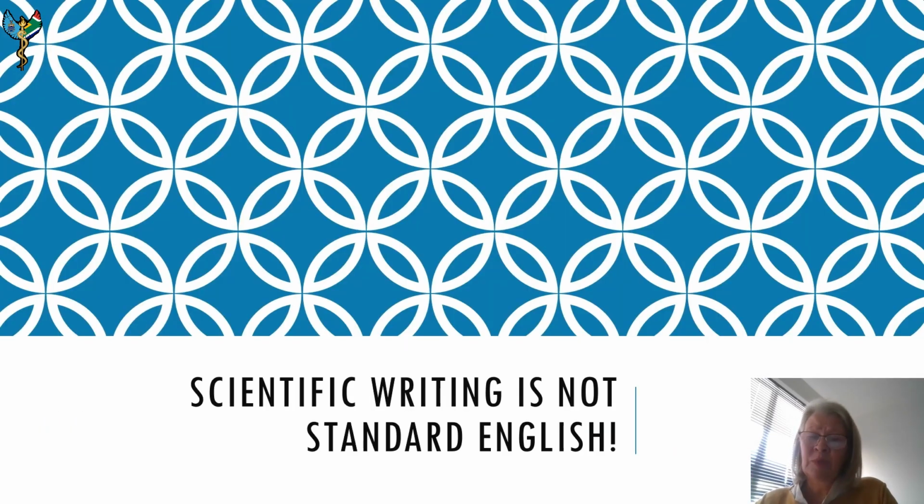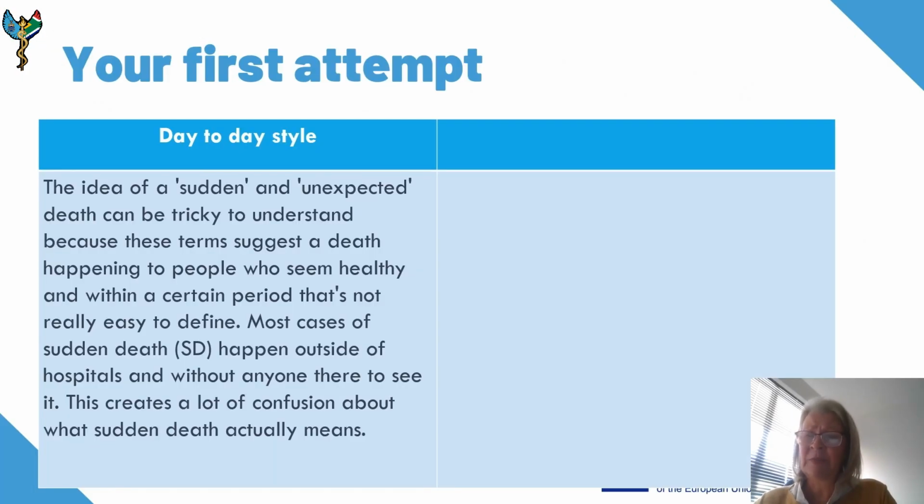Let's start. Important here is that scientific writing is not standard English, so don't be surprised when we look at your English and say, well, this doesn't make sense. It just takes a matter of practice. So your typical first attempt looks something like this, a day-to-day style. The idea of a sudden and unexpected death can be tricky to understand because these terms suggest a death happening to people who seem healthy and within a certain period that's not easy to define. Most cases of sudden death, or SD, happen outside of hospitals and without anyone there to see it. This creates a lot of confusion about what sudden death actually means.